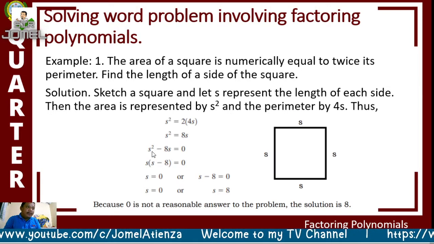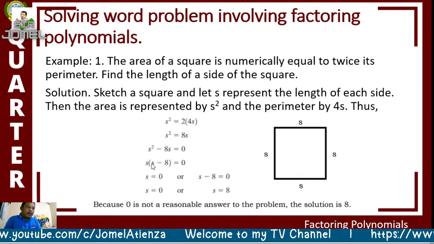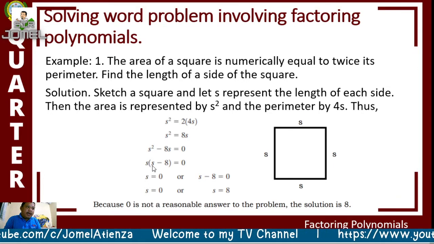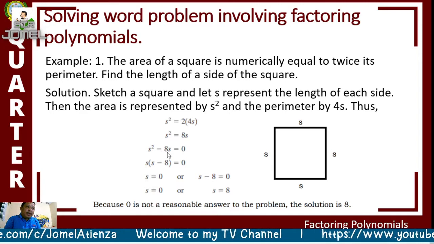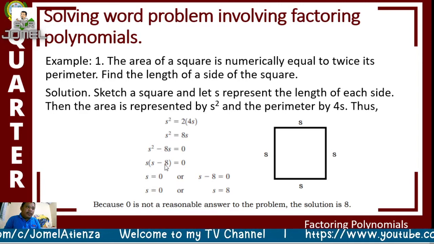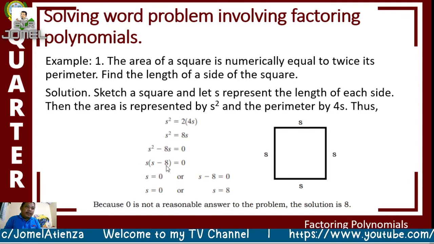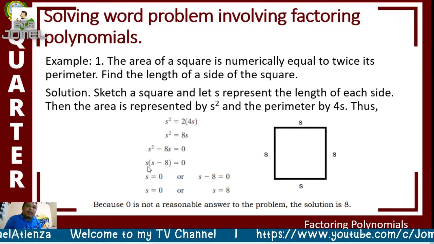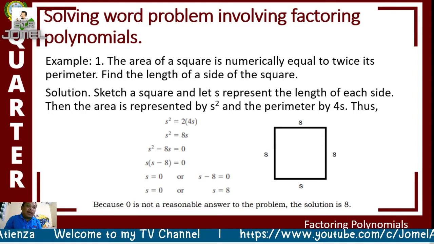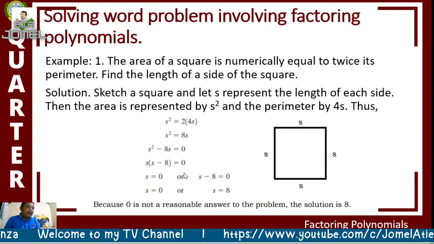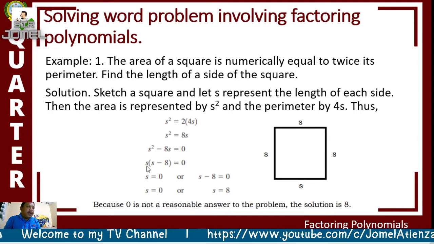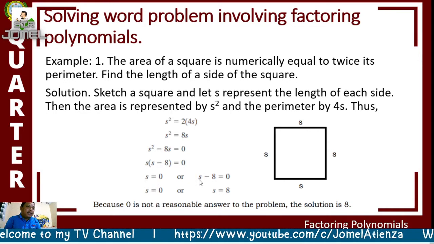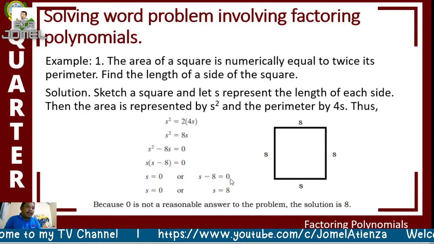Factoring tayo, di ba? So factored out natin, so we have S, then S squared divided by S, we have S. Negative 8S divided by S, we have negative 8. Okay? So, therefore, ito yung nilalabasan natin ay quadratic equation. So, therefore, S is equal to 0. Then, the other is S minus 8 equal to 0.